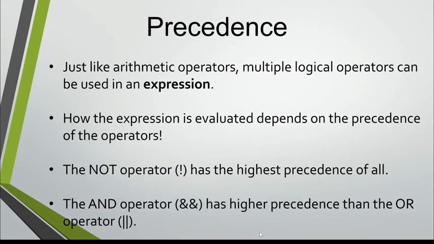Precedence. Just like arithmetic operators, multiple logical operators can be used in an expression. How the expression is evaluated depends on the precedence of the operators. The not operator has the highest precedence of all, which is typical of unary operators. The and operator, which is the two ampersands, has higher precedence than the or operator, the two pipes. So be careful. It's easy to think that these share precedence like addition and subtraction, but you really need to think of this more like multiplication and addition. They don't mix, they don't share precedence.